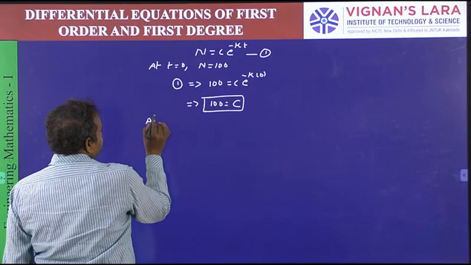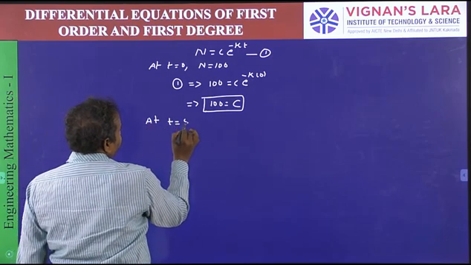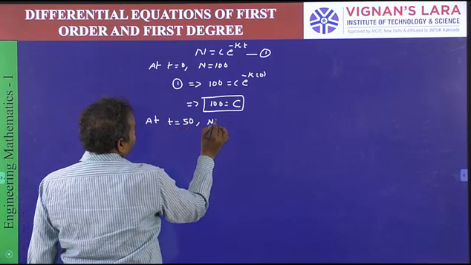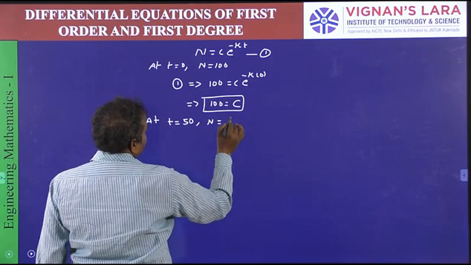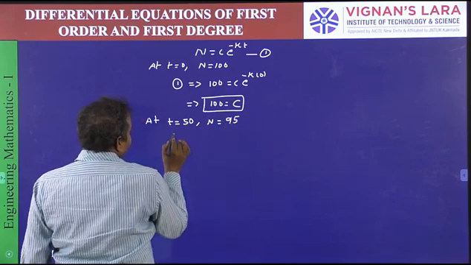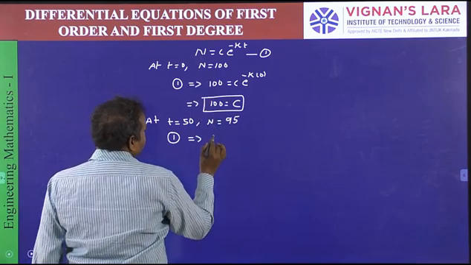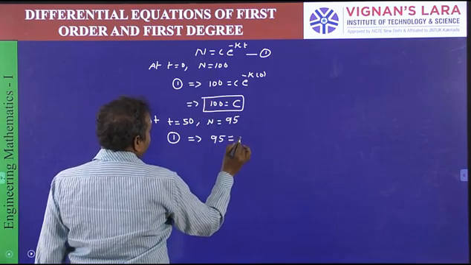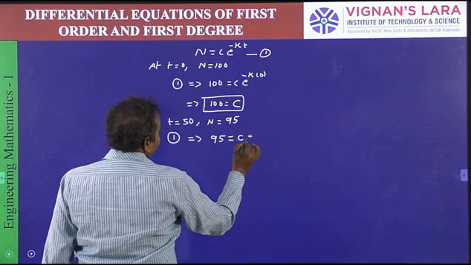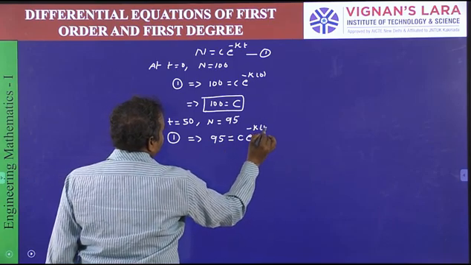Next condition: at t is equal to 50 years, N value is 95. Again from equation 1, substitute these two in N. 95 is equal to C into e power minus k into t value 50.